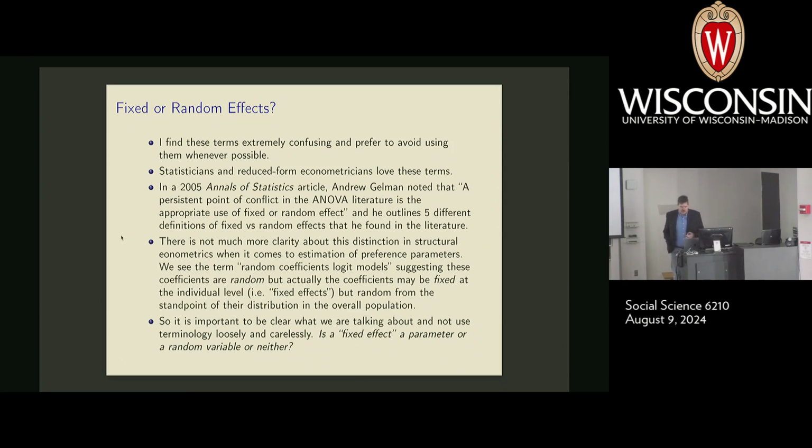I was really gratified when I looked at an article by a pretty famous statistician at Columbia named Andrew Gelman. He wrote an article in 2005 in Annals of Statistics, and he says a persistent point of conflict in the analysis of variance literature is the appropriate use of fixed or random effects. And then he goes on to give 5 different definitions of fixed and random effects used in the literature. So I think it's important to be careful terminologically: what is a random effect?